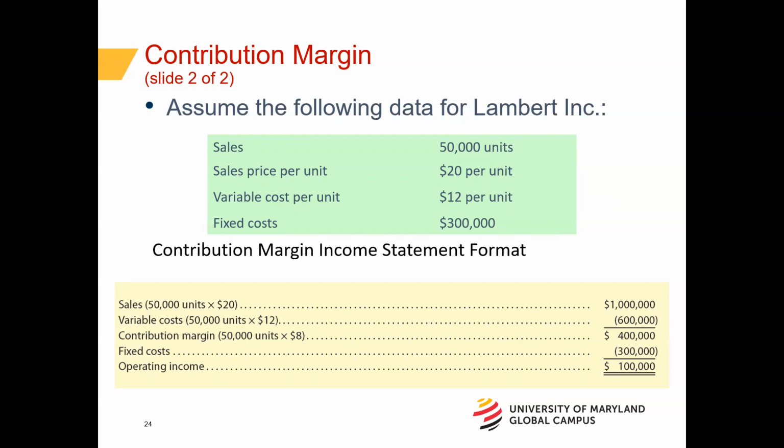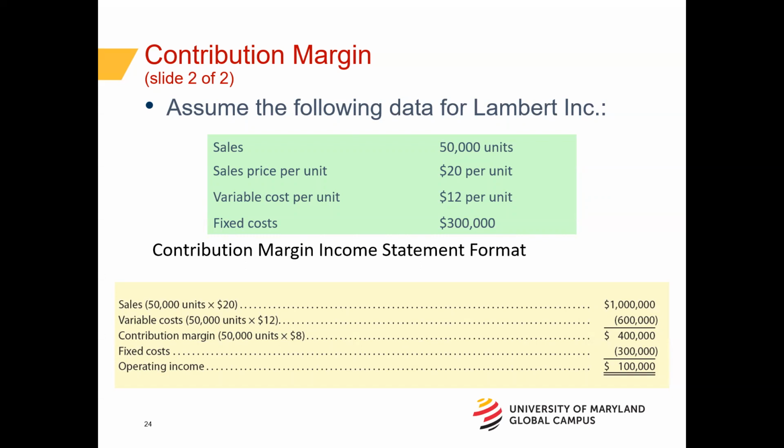Another way to think about this is 50,000 units sold times $8. How $8, Dr. B? Where'd you get the $8 from? Well, if our sales price is 20 and our variable cost per unit is 12, the difference is 8, right? And contribution margin is the difference between sales and variable cost. I know, amazing, right? So our contribution margin is 400,000.